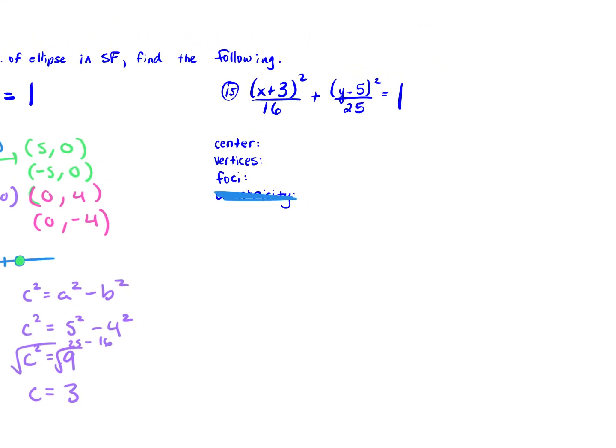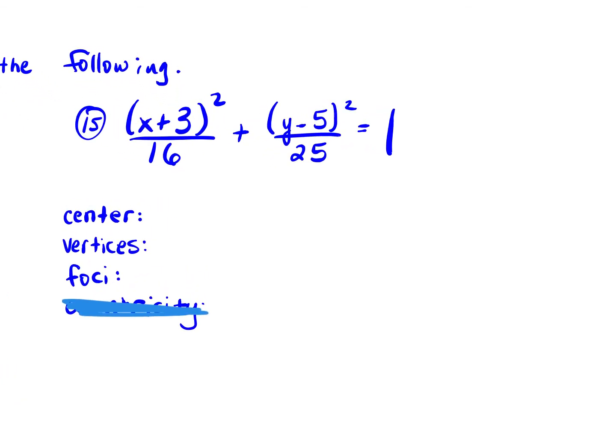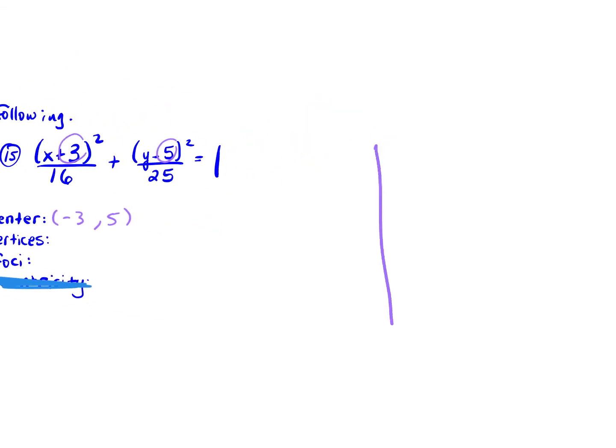Let's look at 15. So what would our center be? -3, 5. Always flip the signs. So let's put that on our graph. -3, 5. That is our center. Now the bigger number is under our Y, so is that going to be a horizontal ellipse or a vertical ellipse? Vertical. It will be vertical.